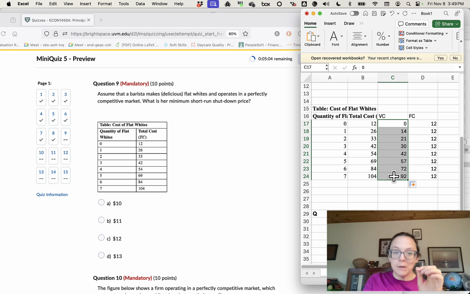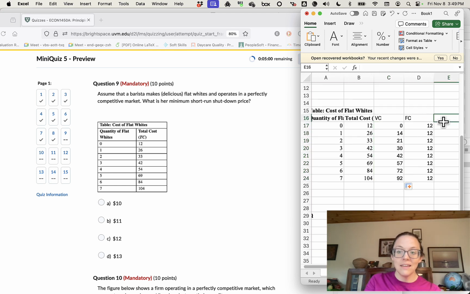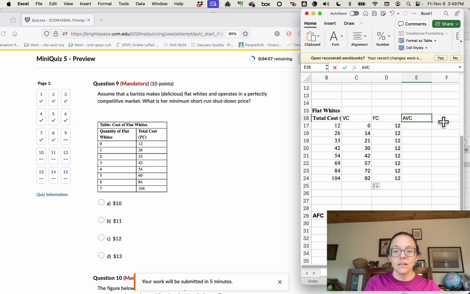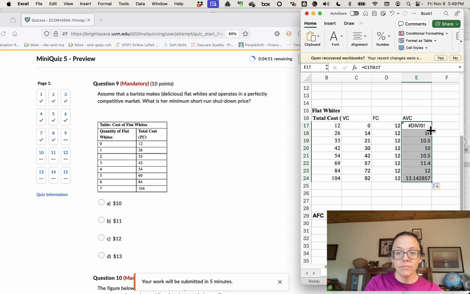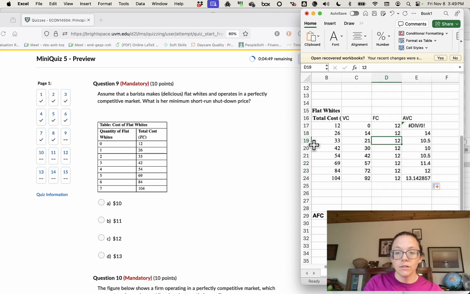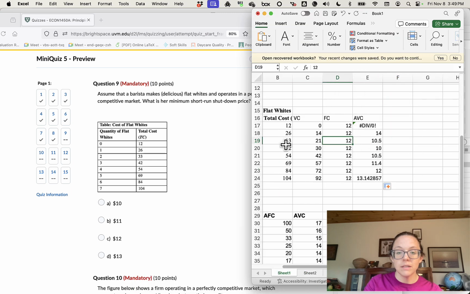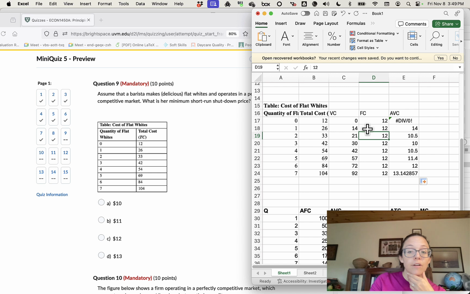Now we don't want to minimize the variable cost. We want to find the minimum average variable cost. And the average variable cost is just the variable cost divided by the quantity. So it doesn't really make sense when we have nothing. But for example, let me just make this a little bigger. If I have a variable cost of 14 and it's spread out over one item, that's an average variable cost of 14. But here I have 21 spread out over 2 items, so that's 10.5, 30 spread out over 3.